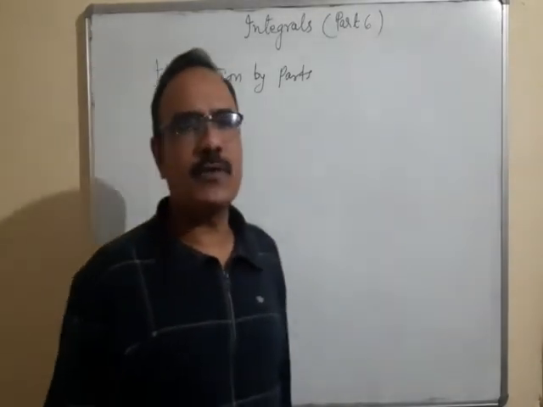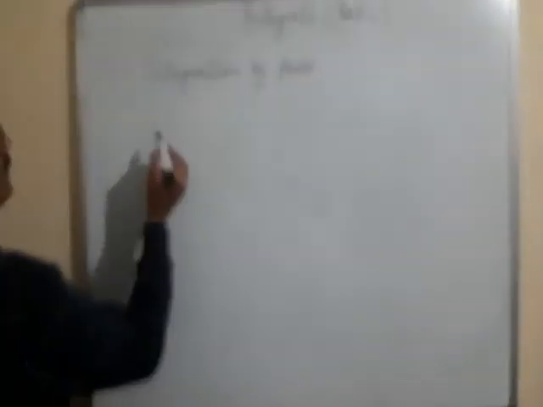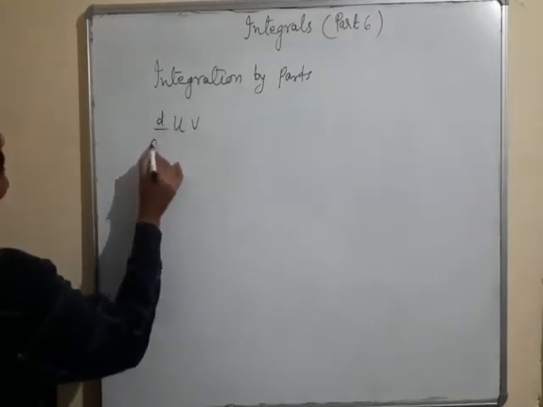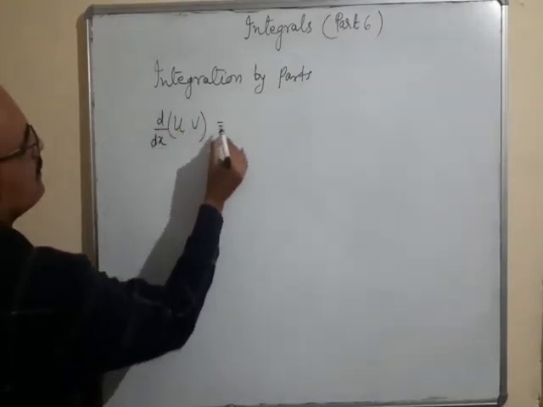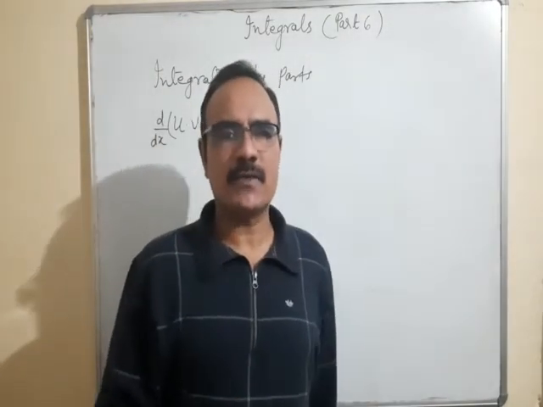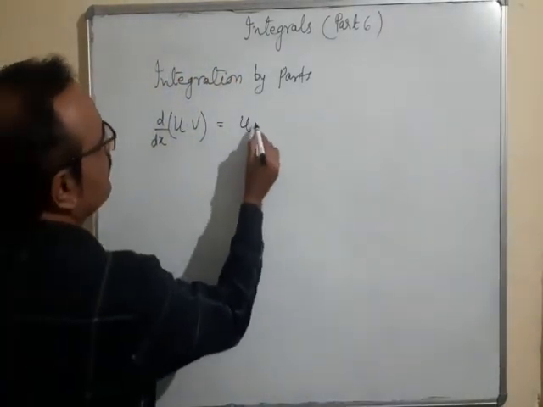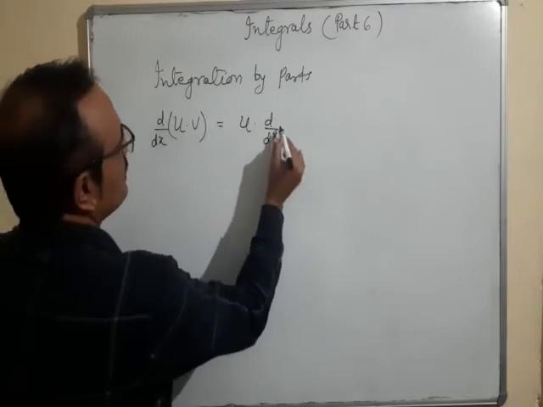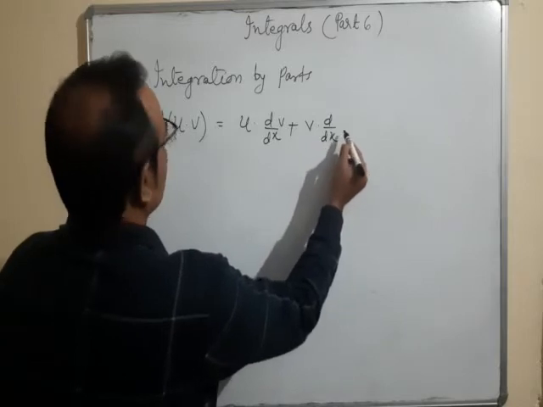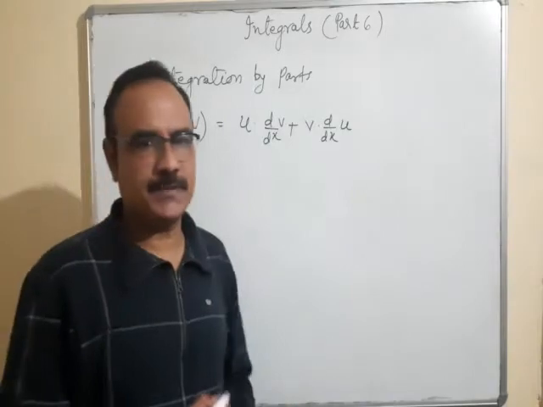By the way, integration is a reverse procedure of differentiation. So I'll take two functions u and v, and the differentiation of these two functions. What is the differentiation formula? Product rule: first function times differentiation of second function plus second function times differentiation of first function. Okay, this is the product rule for differentiation.